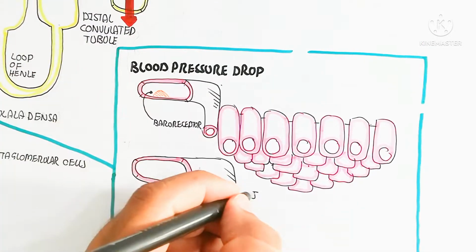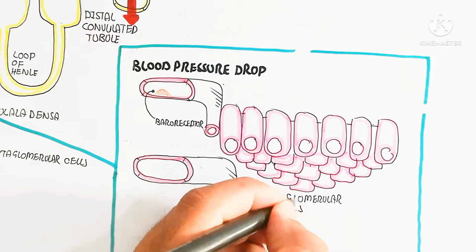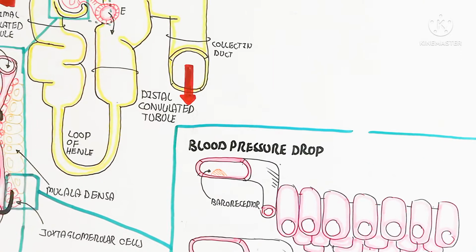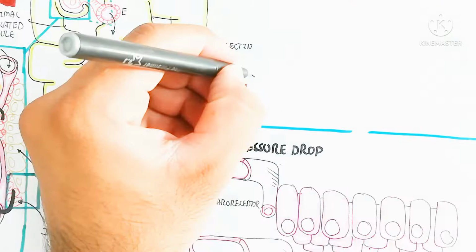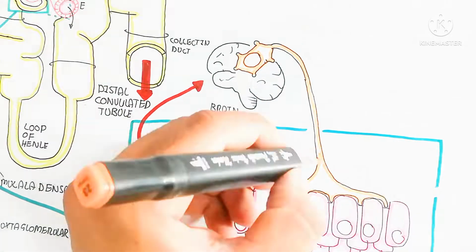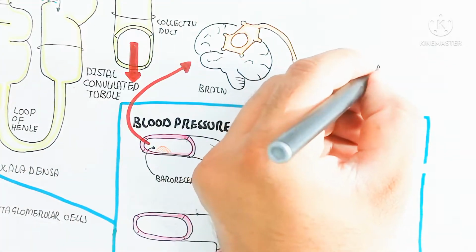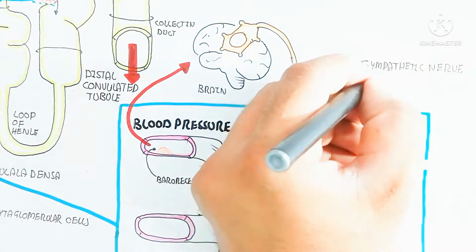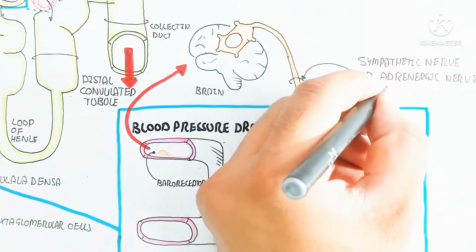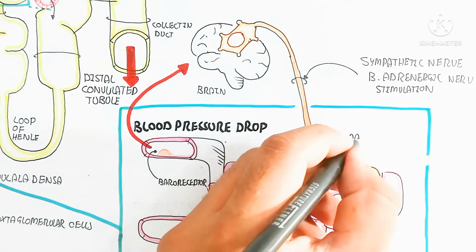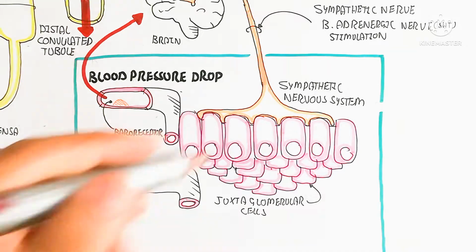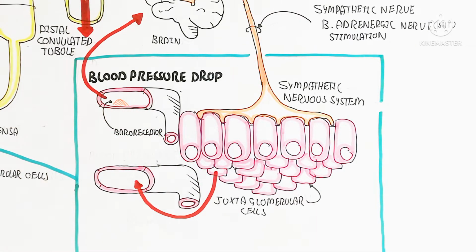So let's begin to understand what happens when the blood pressure drops. The sympathetic nervous innervation: here is the juxtaglomerular cell, I am simply drawing it, and this is the blood vessel. This is the efferent and afferent arteriole. This contains baroreceptors. The baroreceptor gives the signal toward the brain for the sympathetic division. So the sympathetic nerve, the beta adrenergic nerve, gives stimulation, and the sympathetic nervous system will stimulate the juxtaglomerular cell.